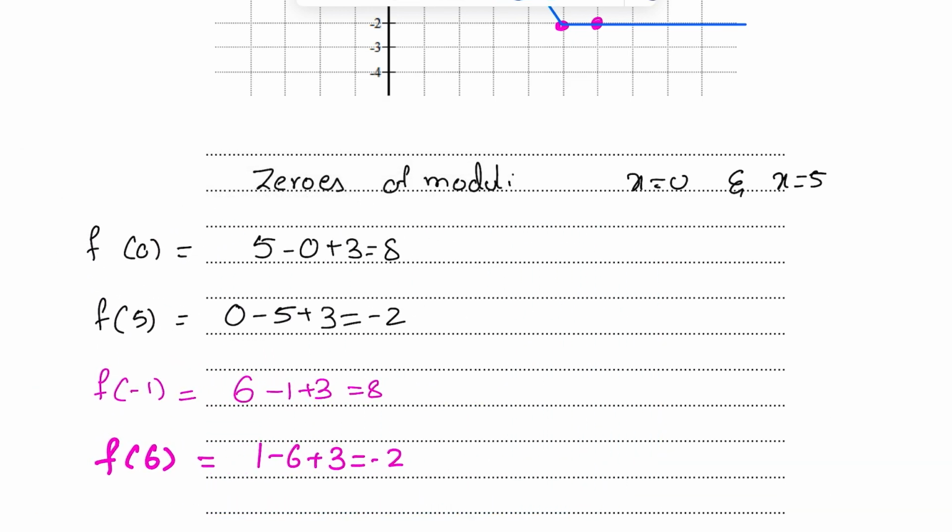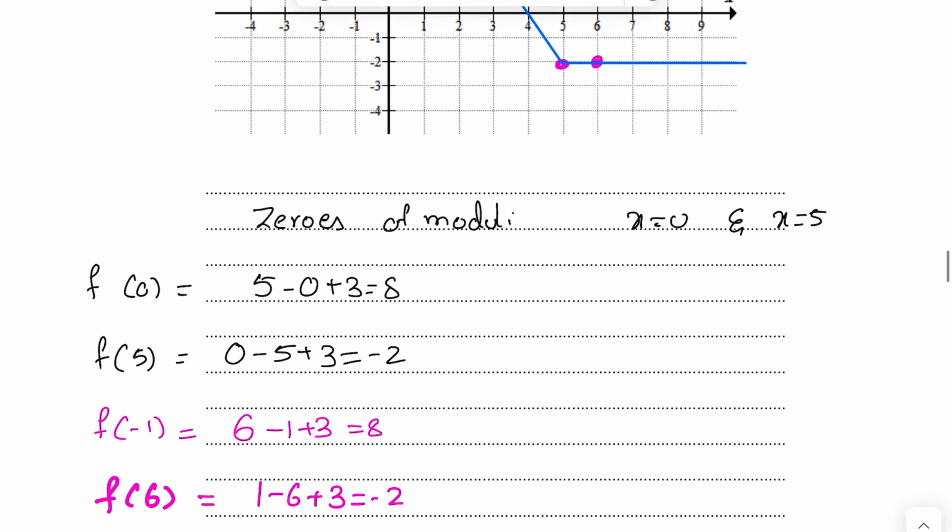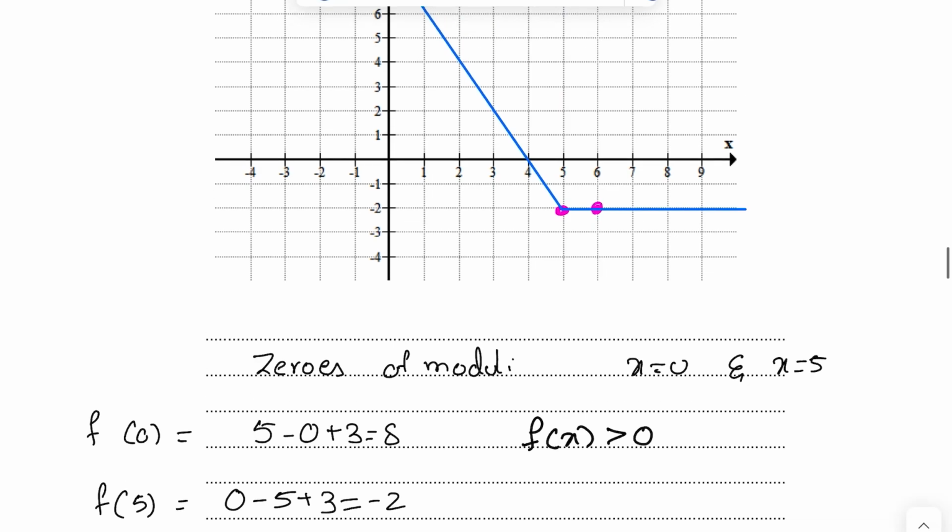The first part of the question, f of x is greater than 0. When is f of x greater than 0? For all x less than 4.